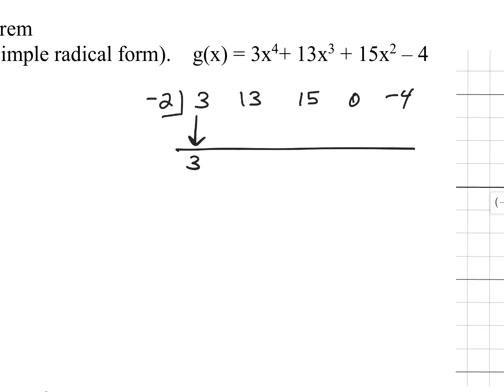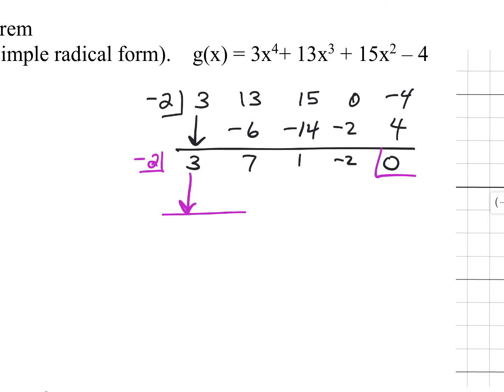3 times -2 is -6. We add to get 7. We multiply to get -14. We multiply again. We add, we multiply, and as expected, we have 0 as a remainder. So that's helpful, but what we also know is that that was a double root, so we can do this same thing again. We can divide by the resulting polynomial, ignoring our remainder, and we can go through this whole same process again. Again, I'm going to get a remainder of 0.